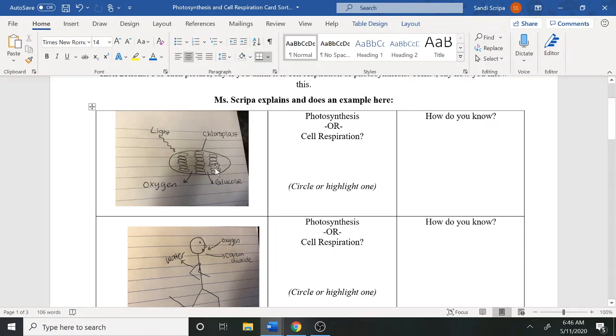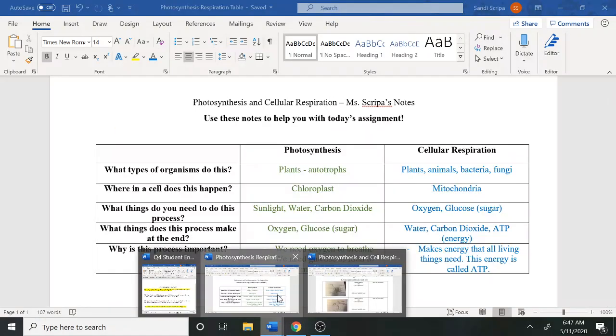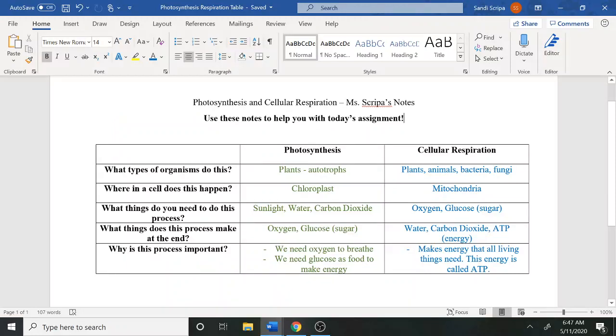So if we're looking here at this picture, we've got something called a chloroplast, right? And we have light going in and oxygen coming out and glucose coming out. So we're going to look at our notes and find where does it show a chloroplast with oxygen and glucose coming out. All right, so if we're looking here, our first clue that this might be photosynthesis is that photosynthesis happens at a chloroplast, right? And that was one of our clues in our drawing.